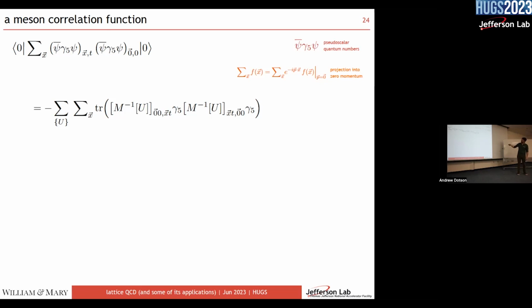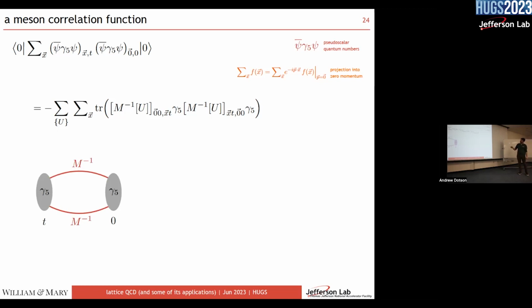And there are these gamma 5s which act in spin space. But this looks complicated. But really, it's just a bunch of matrices multiplied together and then traced. The computer will do that for you happily. Give it a bunch of matrices, multiply them all together, sum the diagonal, no problem.